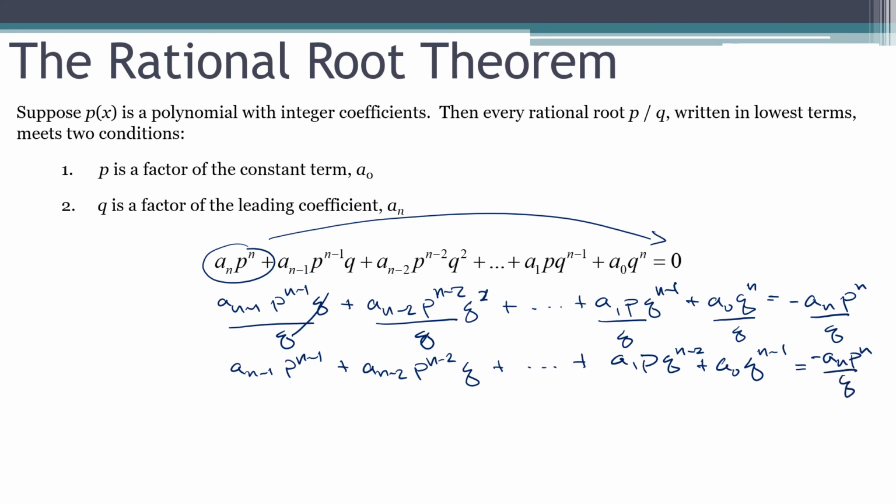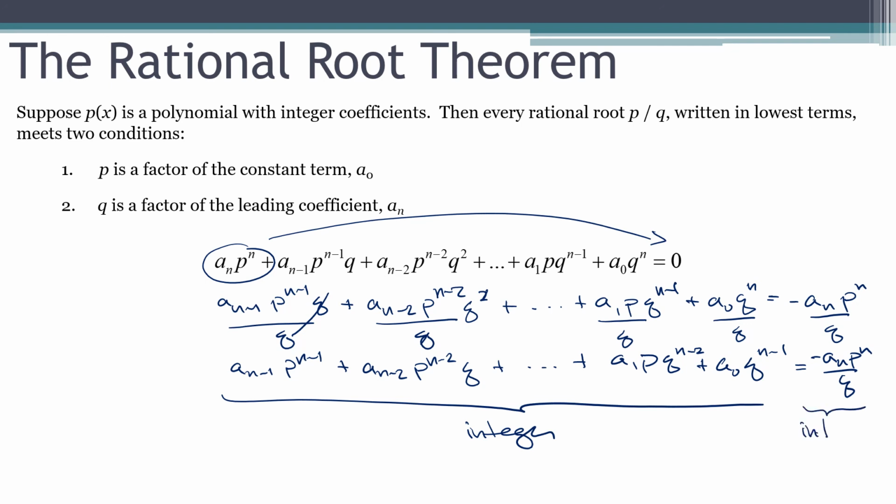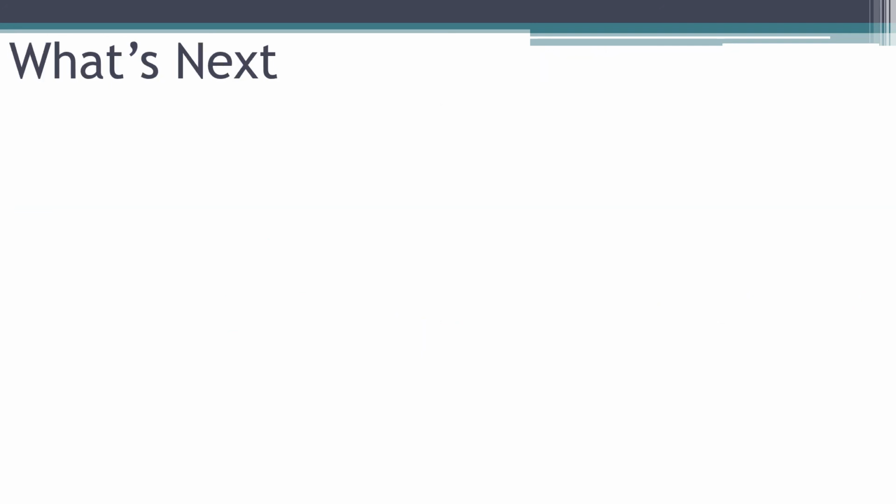But now look, it's the exact same argument. This left-hand side is a product and sum of integers, which means it must be an integer. And if the left-hand side is an integer, then the right-hand side is an integer. And since q does not divide p, the only way this fraction reduces to an integer is if q divides a sub n. And that is our second criterion that we were looking to show. And that's it, there you go. That completes the proof.